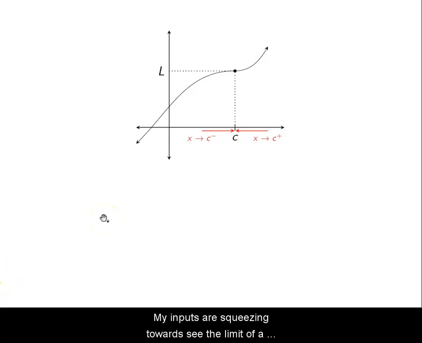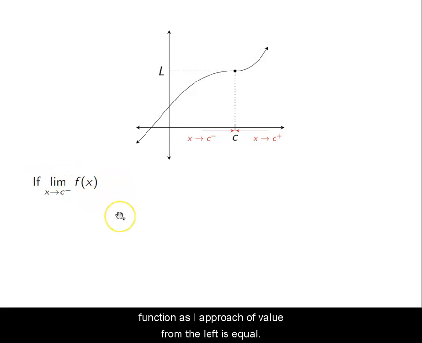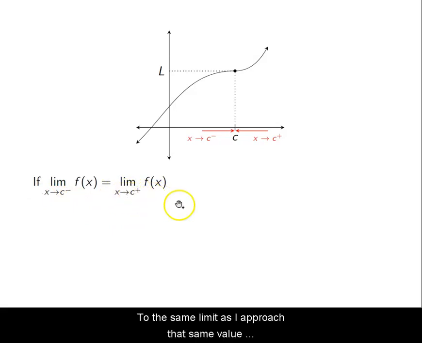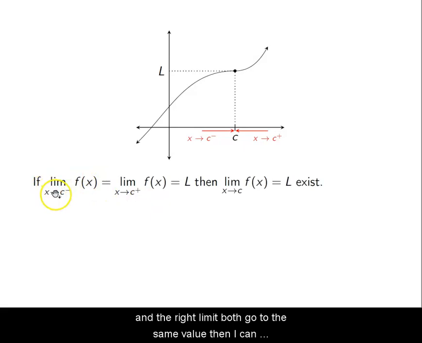Okay, so that's how we read a graph in order to figure out what the limits are going to be via the graph, right? So if the limit of a function as I approach a value from the left is equal to the same limit as I approach that same value from the right, then my limit exists. So if the left limit and the right limit both go to the same value, then I can say that the limit of my function as I go to C is that value L that they both agree on. So the left and right limits both have to agree and go to the same value. If they don't go to the same value, then my limit does not exist.